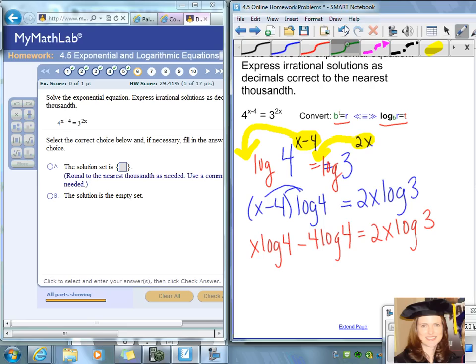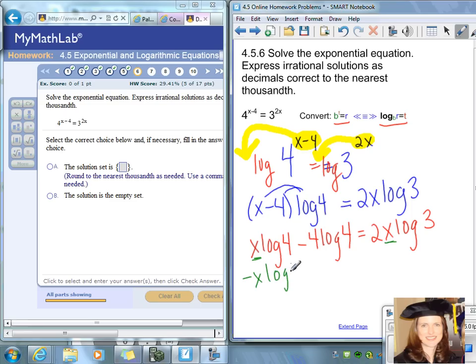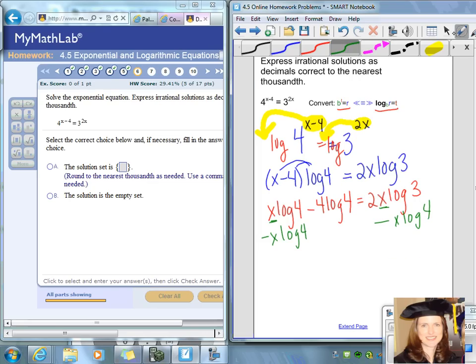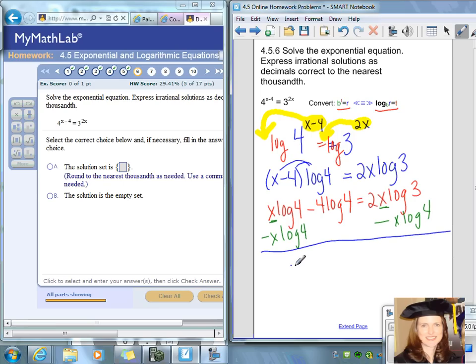Now what we want to do is get the x by itself. Notice we have an x over here on the right side and an x over here on the left side. We can subtract x log of 4 on both sides of the equation. And what that does is it gives us on the left side negative 4 log of 4 equals 2x log 3 minus x log 4.